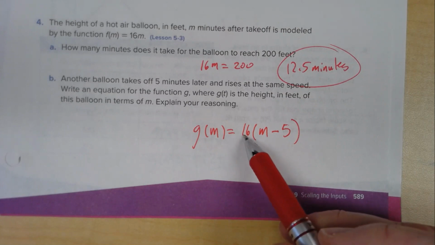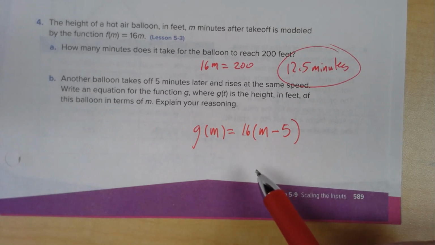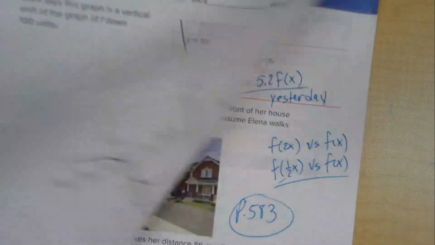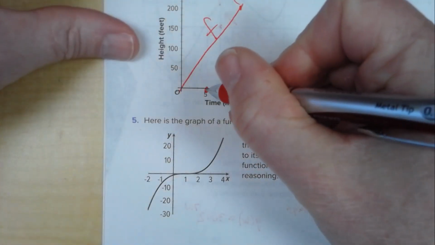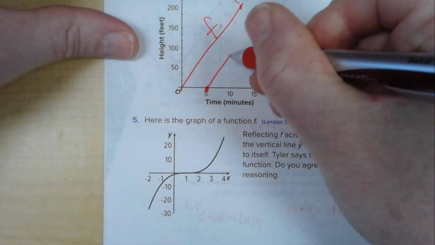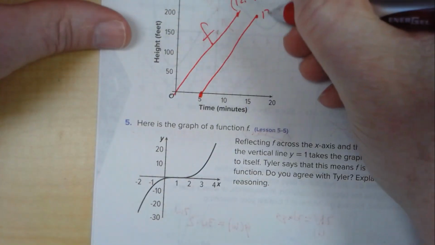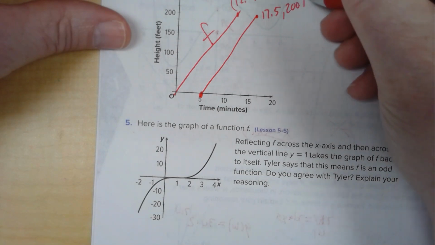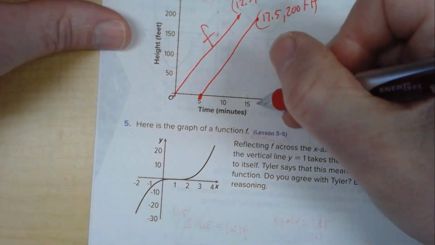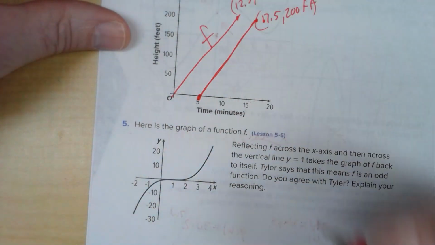So let's have the same slope, right? But it's just 5 minutes later because it's going to be to the left 5 spaces. So we're going to make it be 5 minutes later. So we start 5 minutes later, it's going to have the same exact slope. So 5 minutes later means at 17 and a half minutes, it would be at 200 feet. I don't think I got that lined up perfectly. It should be over here more. These should be parallel.